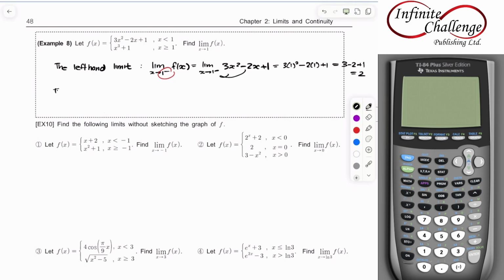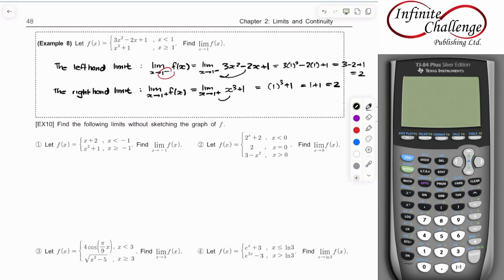But what about the right-hand limit? The limit as x approaches 1 plus of f of x behaves in a different way, where x approaches a value greater than 1, ever so slightly greater, but still greater. So we would rewrite this as the limit as x approaches 1 plus of x cubed plus 1. Again, by direct substitution, I get 1 cubed plus 1, which is 1 plus 1, which is 2. And so the job is almost done.